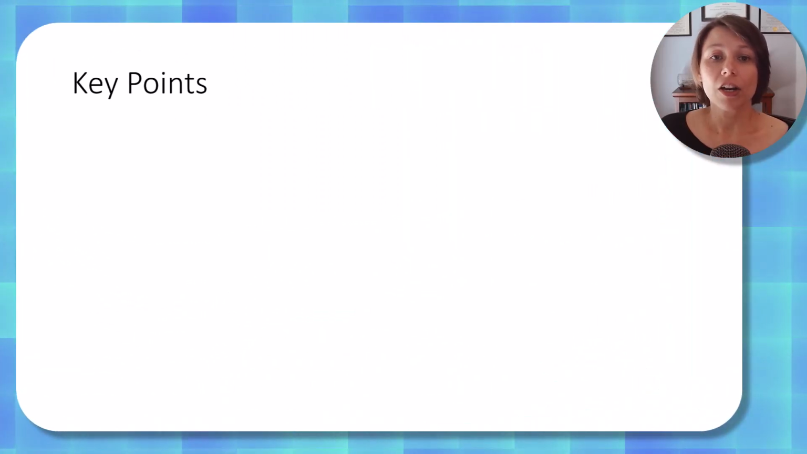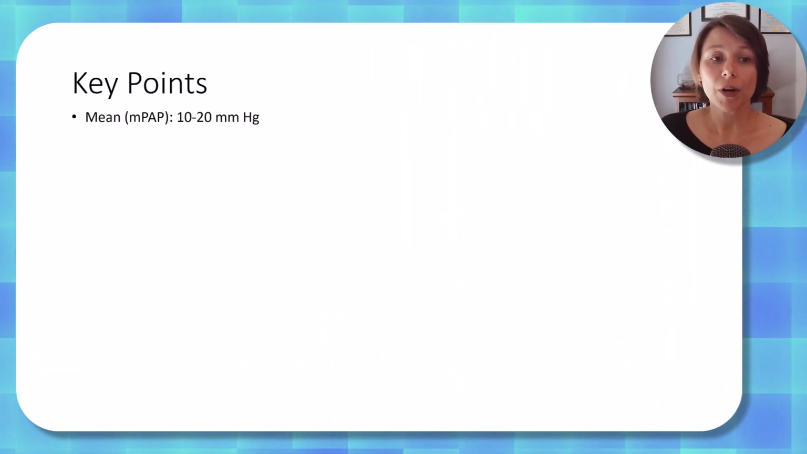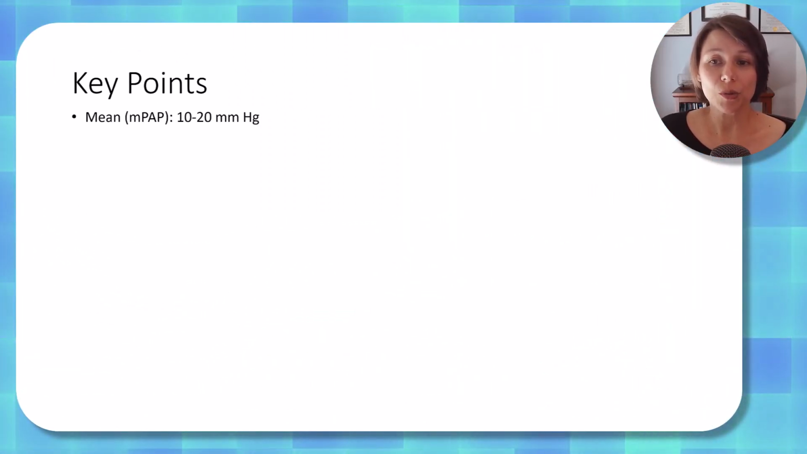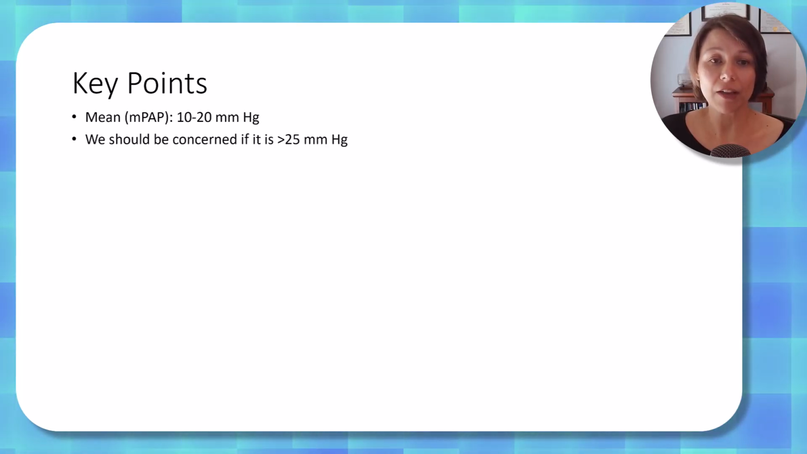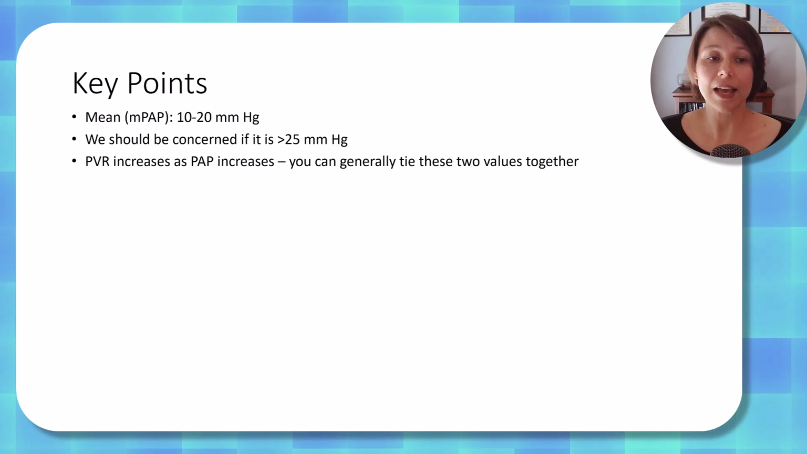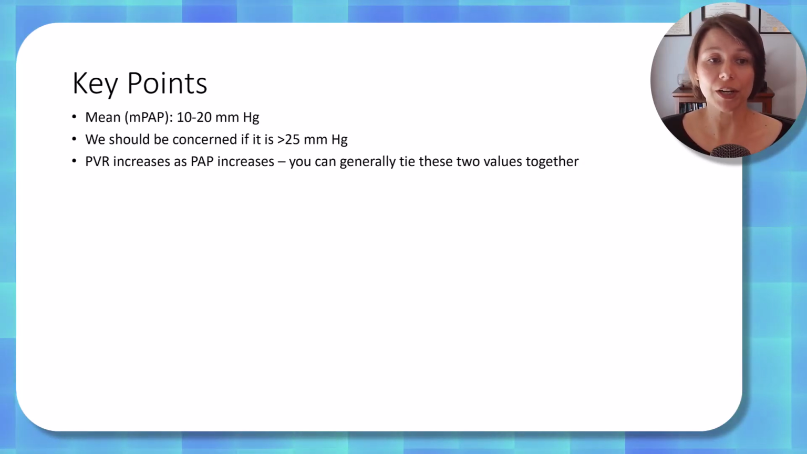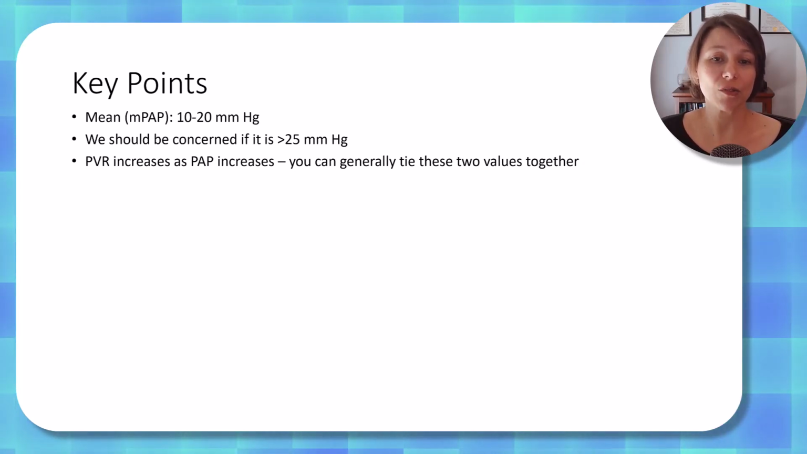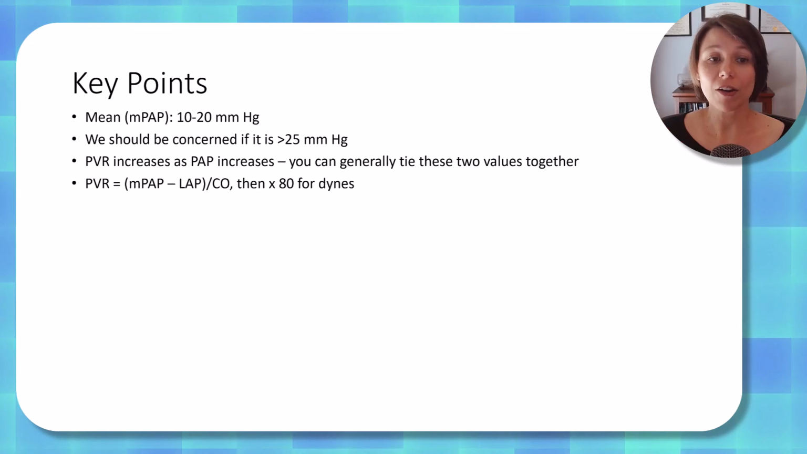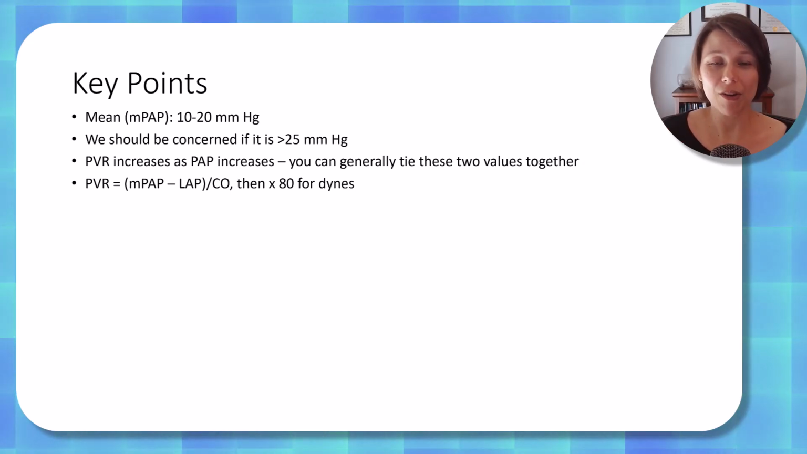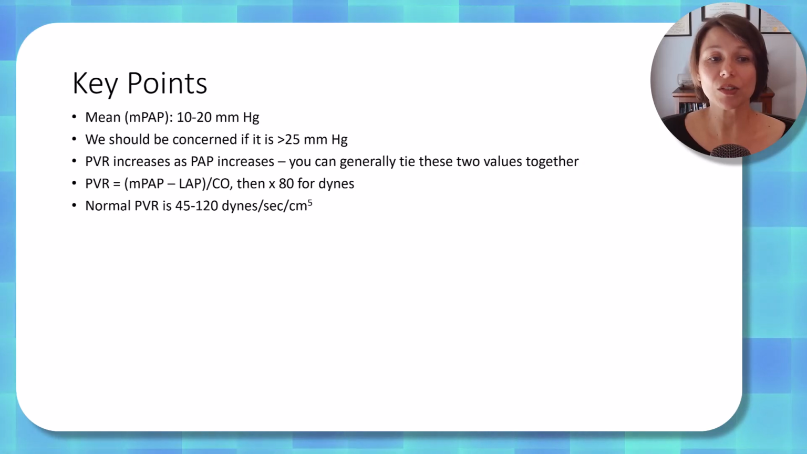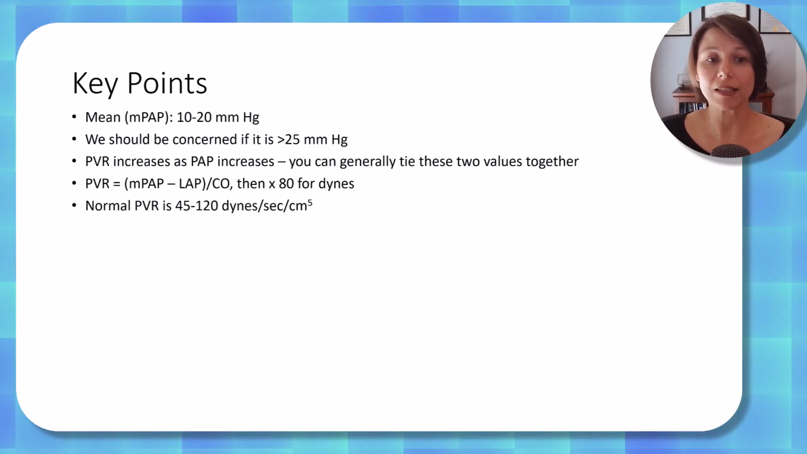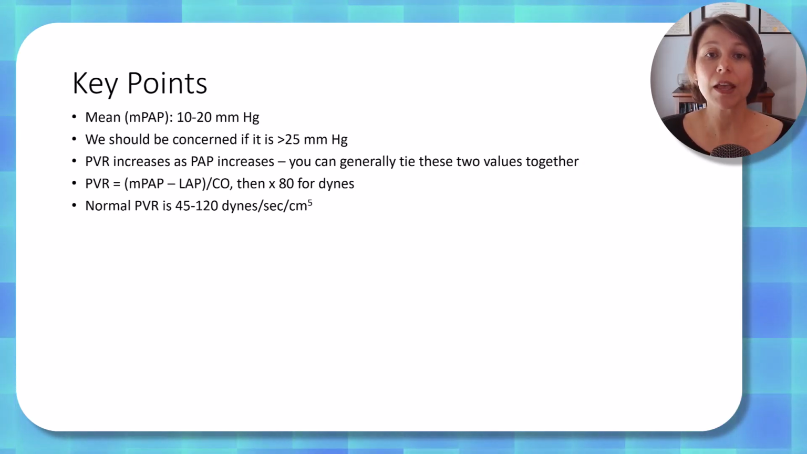Let's look at our key points. Mean pulmonary arterial pressure is about 10 to 20 millimeters of mercury. We should be concerned if it's greater than 25. PVR increases as pulmonary arterial pressure increases. So you can generally tie these two values together. Our calculation, make sure that you remember that calculation as you are going through hemodynamics. Normal PVR is 45 to 120 dynes per second per centimeter to the 5th.